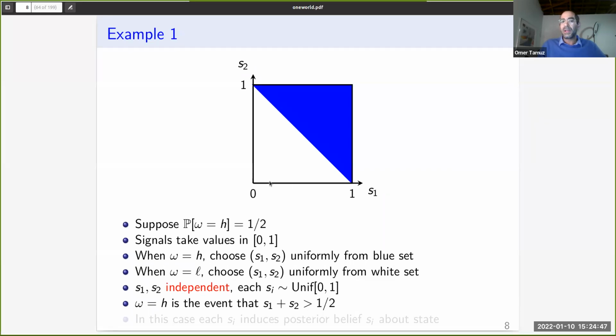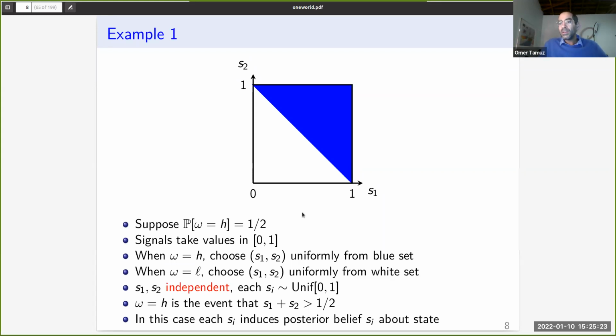Now we can look at what is the posterior belief that agent one has after she observes her signal S1. Say she observes a signal that's over here, 0.9, and she asks herself, what's the probability that the state is high? She looks at the line above 0.9, all the possible signals that S2 could have gotten, and 90% of them are in the blue region. So given that she saw the signal 0.9, her belief is 0.9. In this case, the belief that each Si induces is equal to Si. So both agents will have a belief that's uniform on 0, 1.